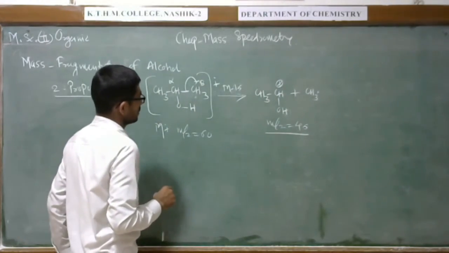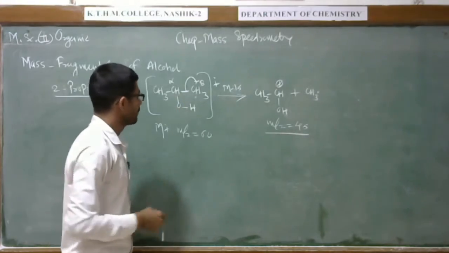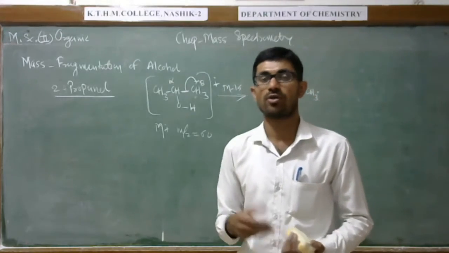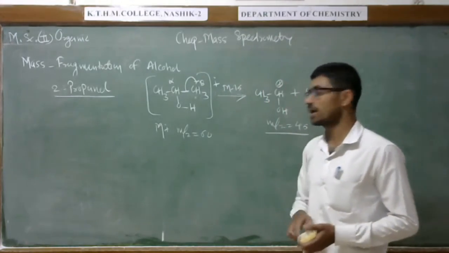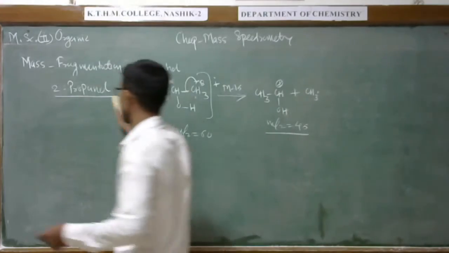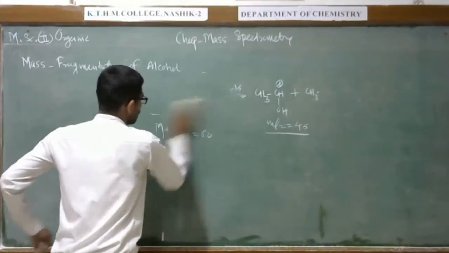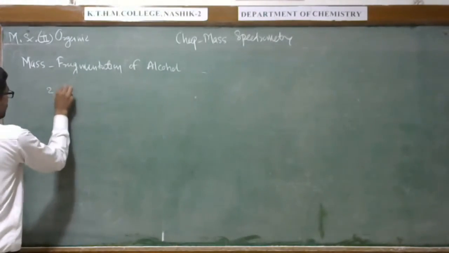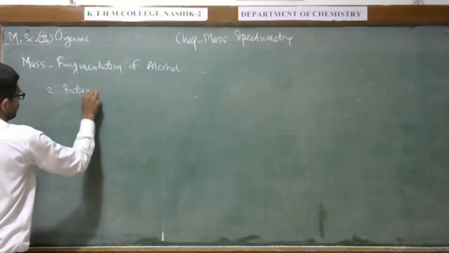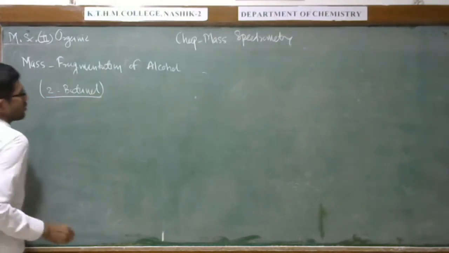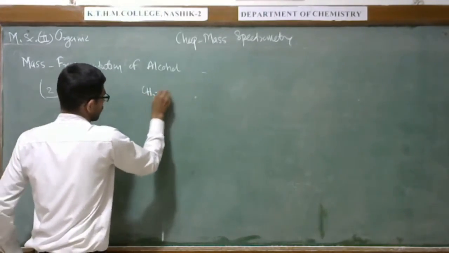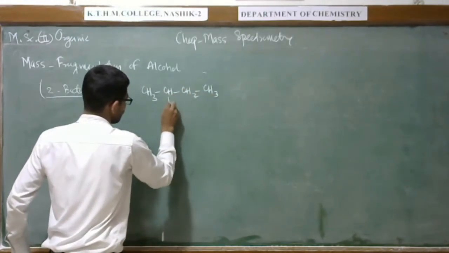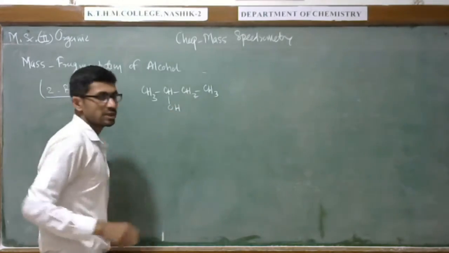So here in this alcohol there is no gamma hydrogen, so there is no question of loss of water molecule. Okay, so this is the kind of fragmentation we can show for 2-propanol. Next is two-butanol. Suppose we consider the example of two-butanol. Okay, so we can write the structure of two-butanol like this.